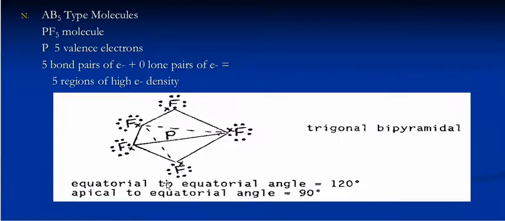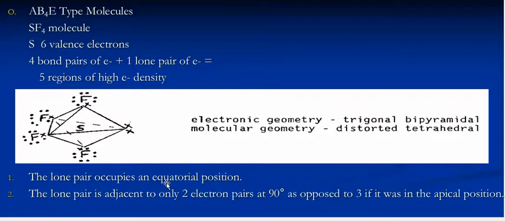AB5 type molecules, 5 bonds, PF5, 5 regions of high electron density, electronic and molecular geometries, trigonal bipyramidal. This one has 2 bond angles, 90 and 120. AB4E type, 5 regions of high electron density, but because of the lone pair, the molecular is different than the electronic. Know the molecular, distorted tetrahedral, bond angle. There are 2 for this one, 90 and 110.